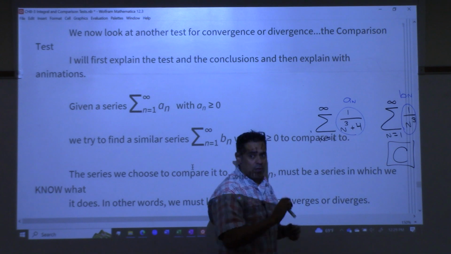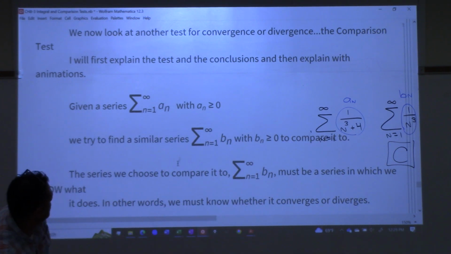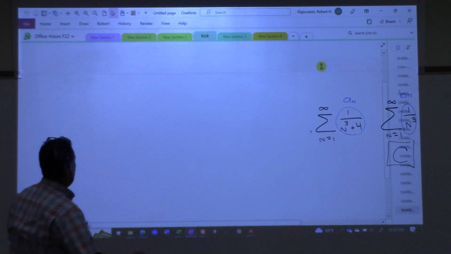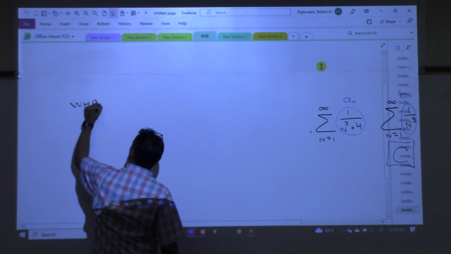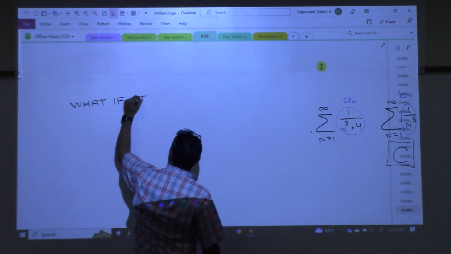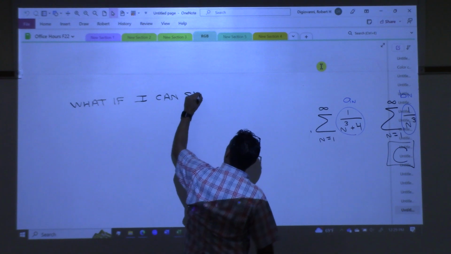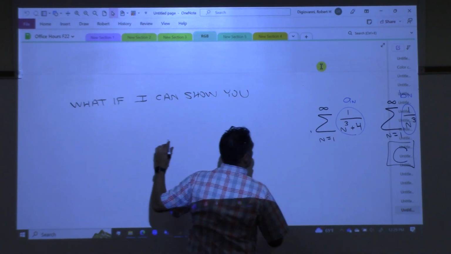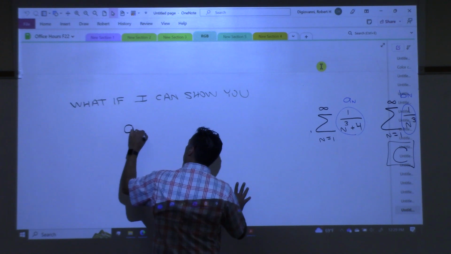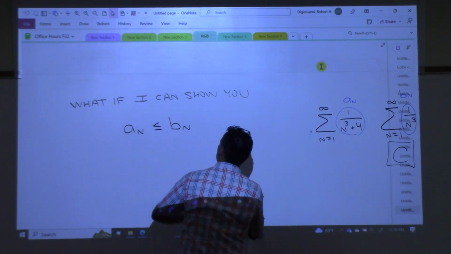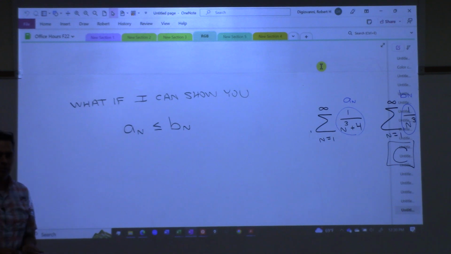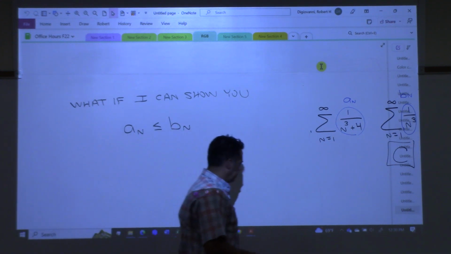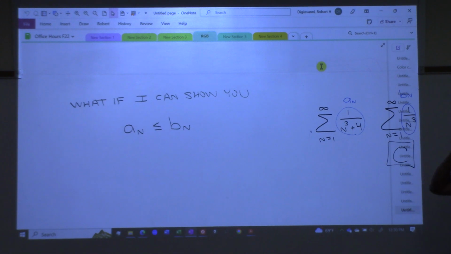But what if I could prove this to you? What if right now I can show you that a sub n is less than or equal to b sub n? What would you think if I could show that to you right now? I was going to say, did you not say that a finite number plus a finite number is a finite number? No, because these are different series.